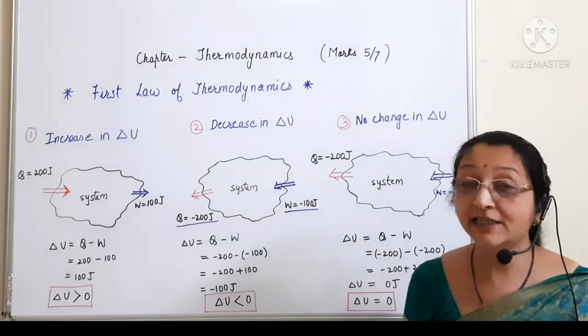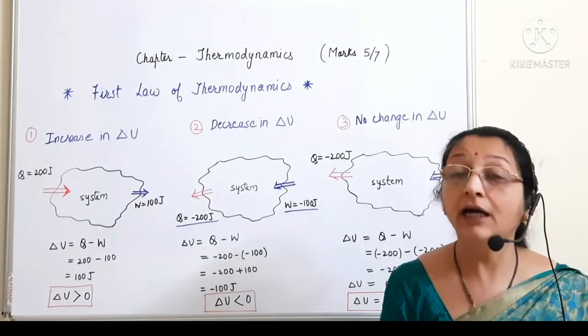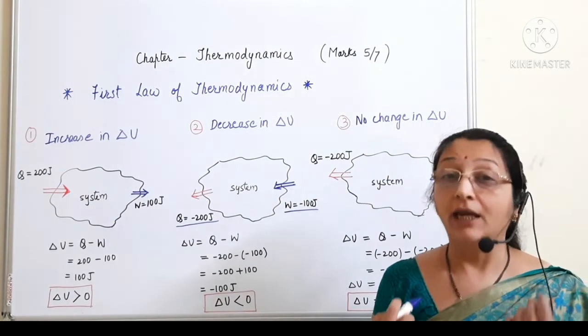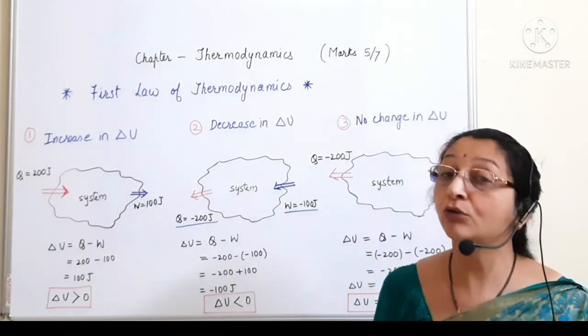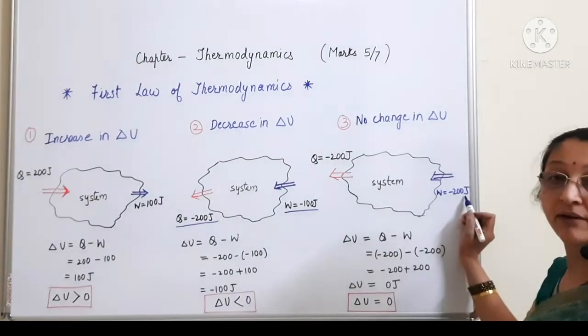Also work is done on the system. Work was done on the system. And how much work was done? 200 joules. So work is done on the system. How much? 200 joules. So now this work will be negative. So we write W is equal to minus 200 joules.